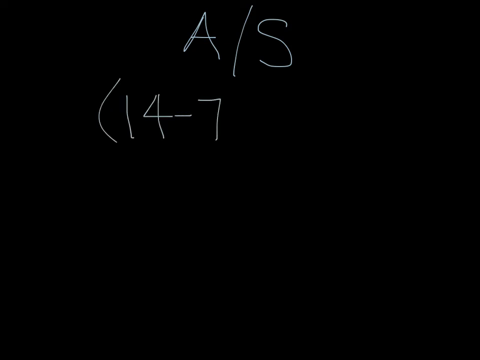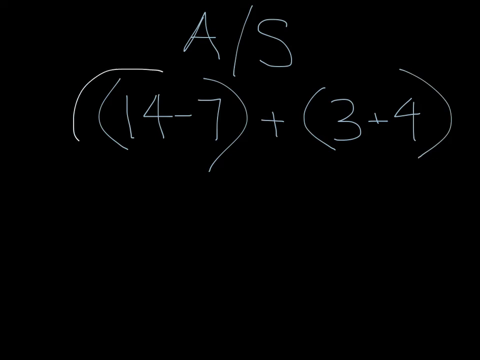And then the last part of PEMDAS is addition and subtraction, and this follows the same rules as multiplication. You always want to go from left to right, and you want to just do whichever one comes first. So if we had 14 minus 7 plus 3 plus 4, you could do the subtraction first because the addition and subtraction are interchangeable. You just have to make sure you always go left to right.